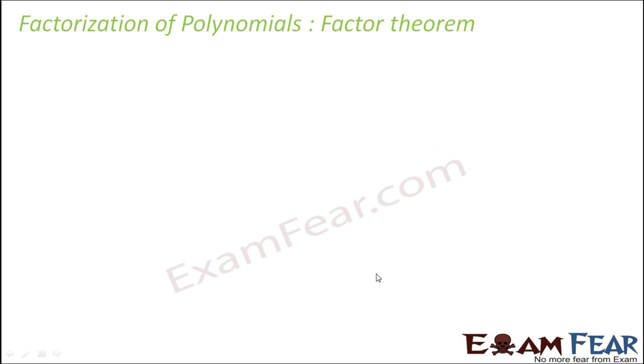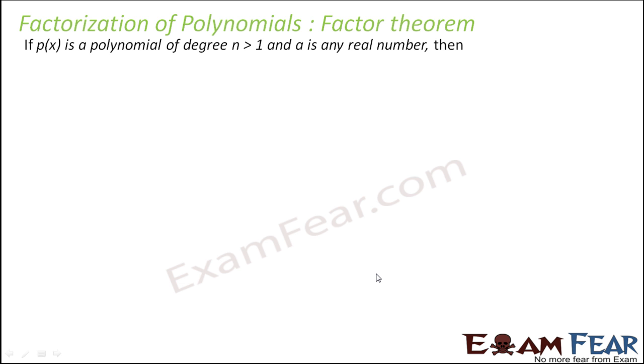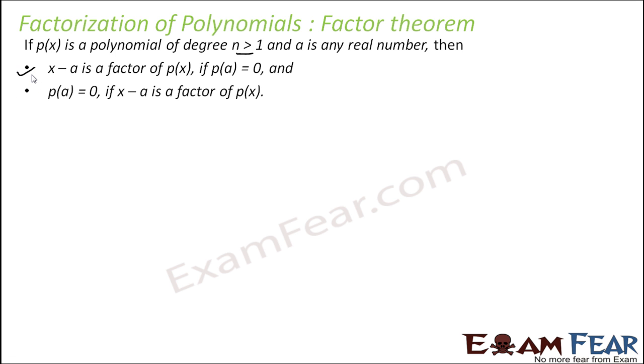Let's talk about factor theorem. Factor theorem says that if p(x) is a polynomial of degree n where n is greater than 1 and a is any real number, then x minus a is a factor of p(x) if p(a) is equal to 0. This is something which we have seen in the remainder theorem as well. And if p(a) is equal to 0, then x minus a is a factor. So both ways it is true.